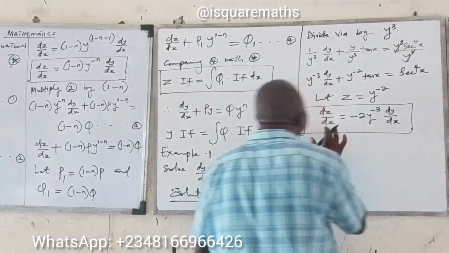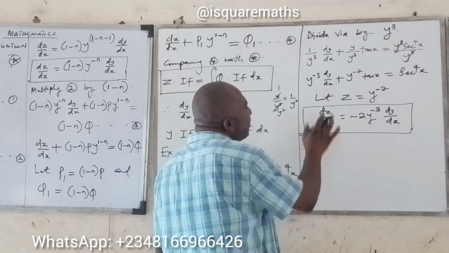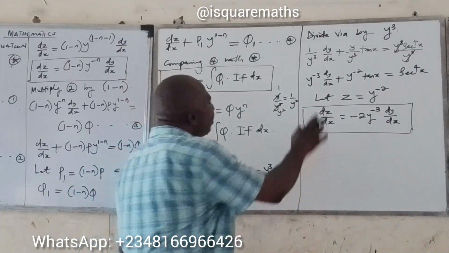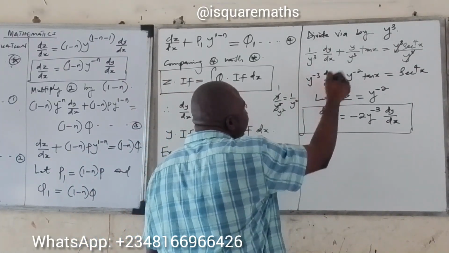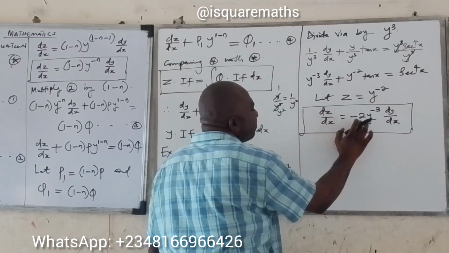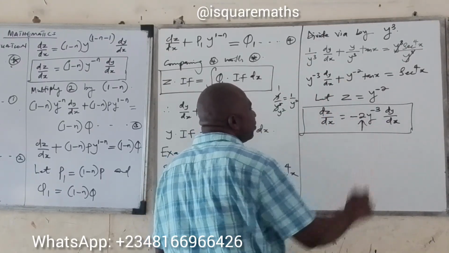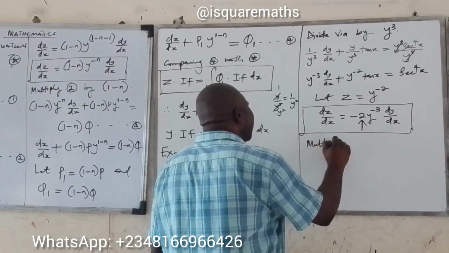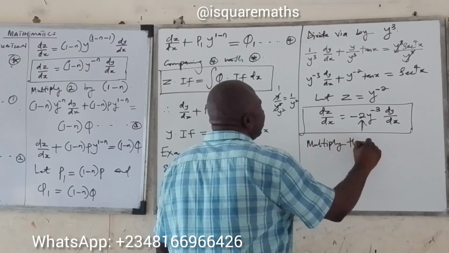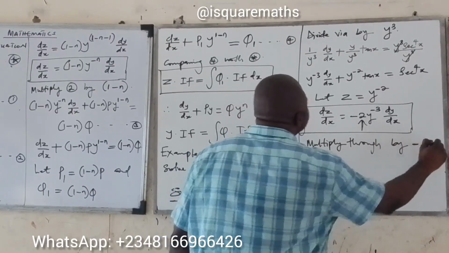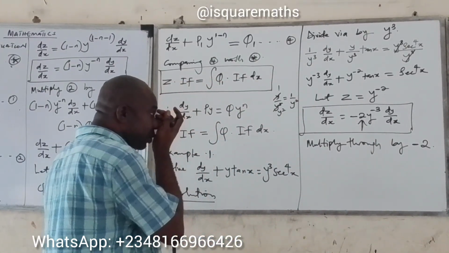Yes, so here we have dz/dx. Now, remember, we want to change this to dz/dx. To change this, the whole of this here, what we need to multiply by to change it to dz/dx is minus 2. Yes, it's this minus 2. So here now, we're going to multiply through by minus 2.